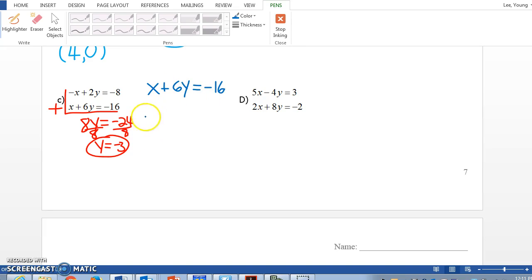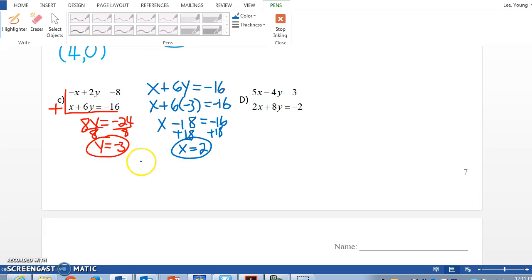Correct? So I substitute -3 for y. So x plus 6 times -3 equals -16. x minus 18 equals -16. How do you isolate x? You need to add 18 to both sides. So x is equal to 2. So the y value is -3 and the x value is 2. You're going to write that as an ordered pair, (2, -3).